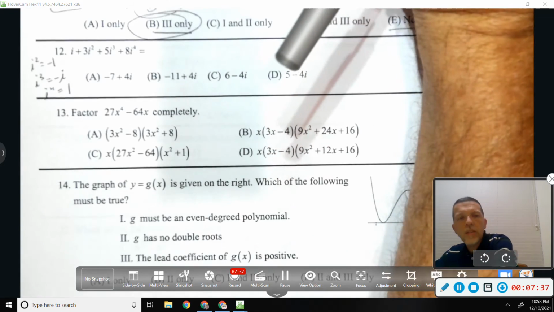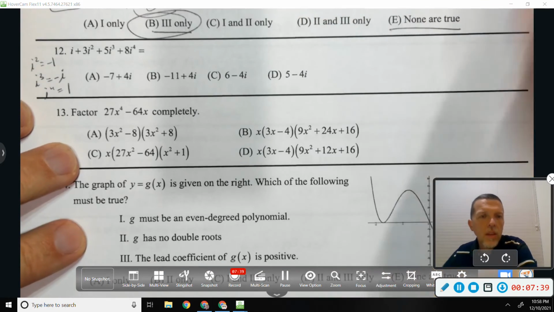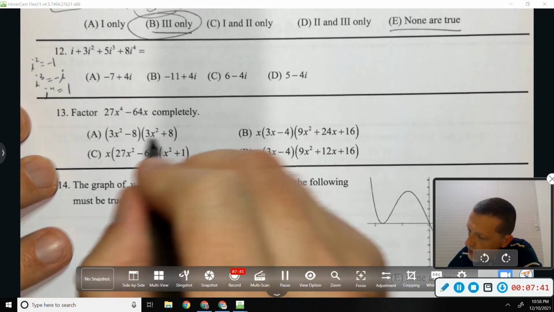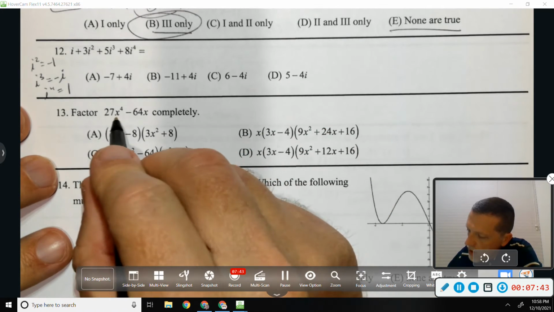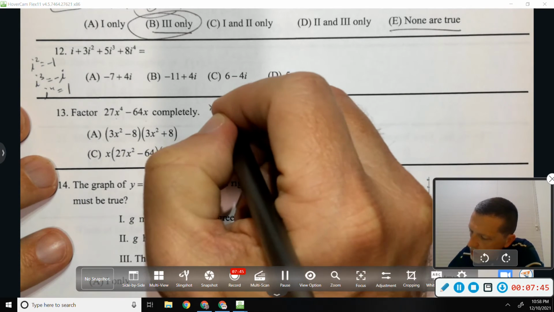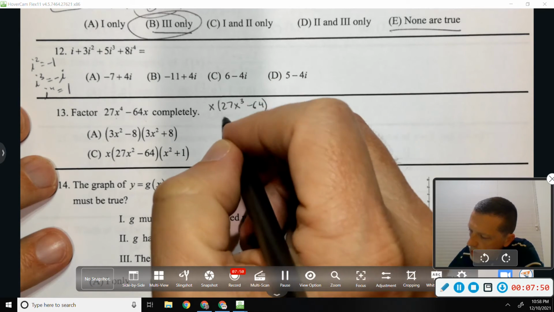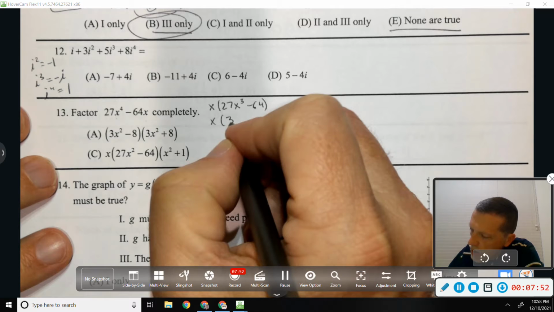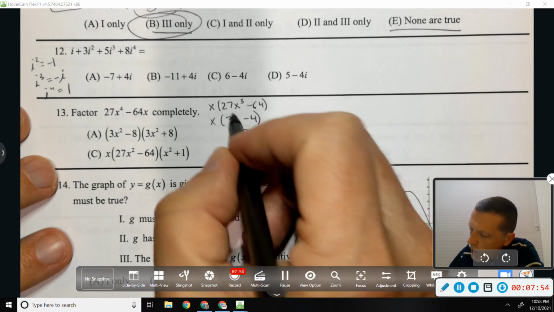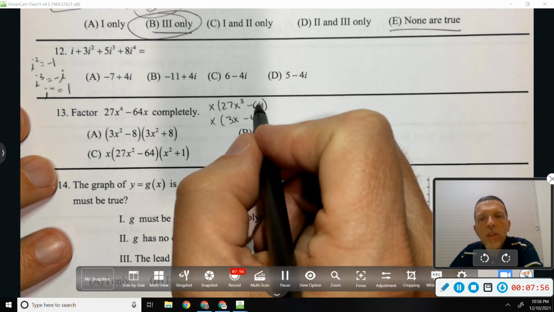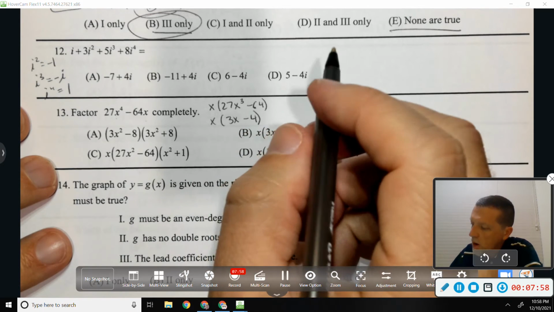13. Factoring problem. 27x to the 4th minus 64x. I can definitely take an x out. 27x cubed minus 64. So that'd be 3x minus 4. I recognize both of those are cubes, so this is a difference of cubes problem.